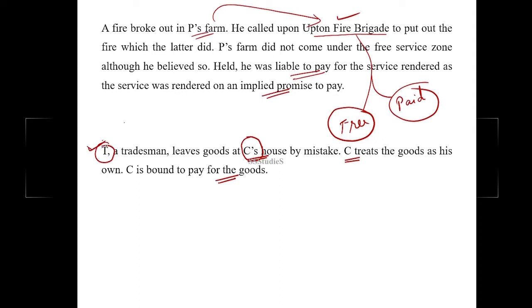The two parties in this case are T and C, but between them there is no intention to create a contract. Now, such contracts wherein the parties do not intend to enter into a contract but are bound by an obligation are called quasi contracts.